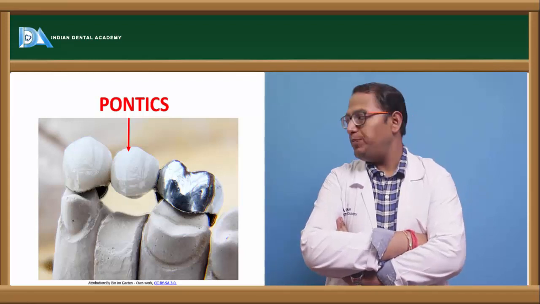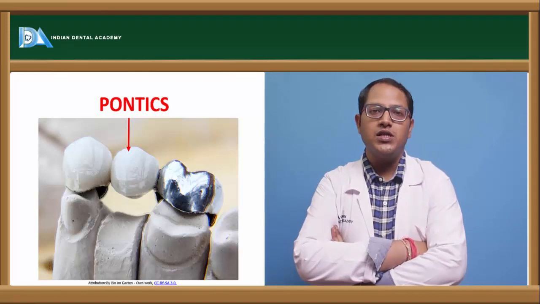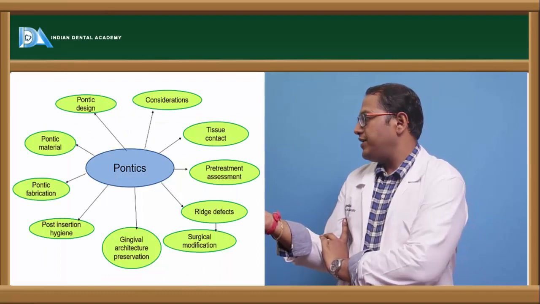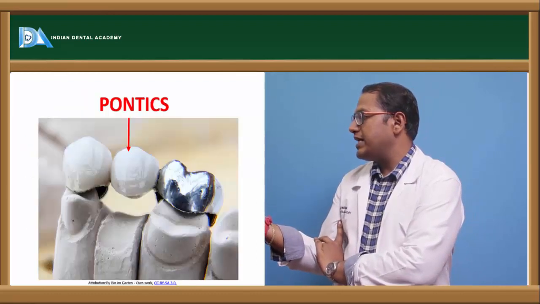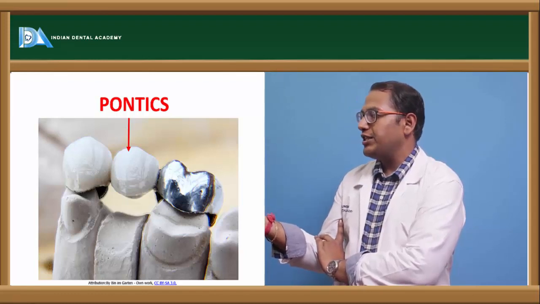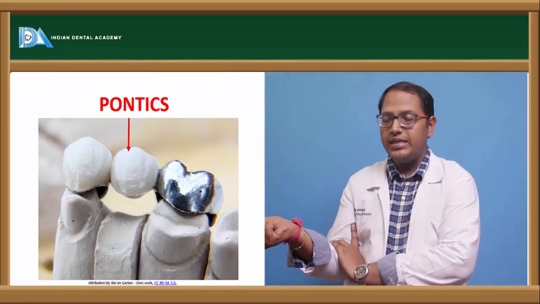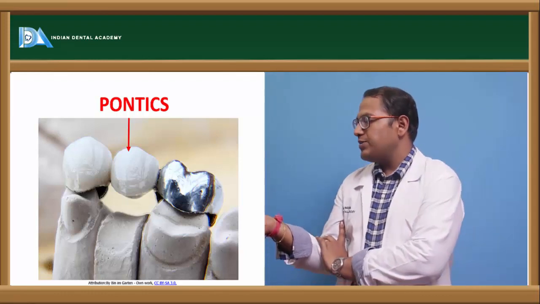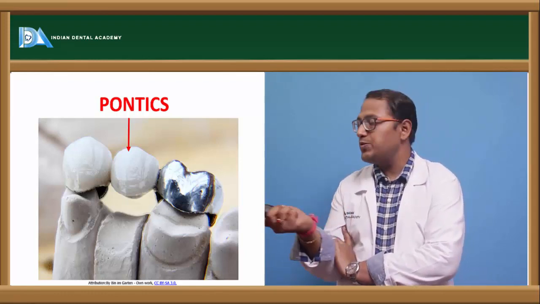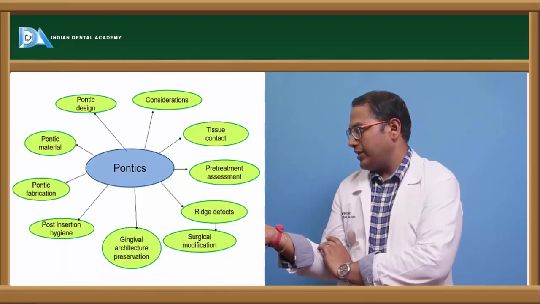Now we will see the topic for fixed partial denture, that is Pontics. Pontics, according to the Glossary of Prosthodontic Terms 8, is defined as that surface which is replacing the missing tooth or natural teeth, by an artificial crown, fixed partial denture part, or an implant by itself. So that is called a Pontic, where there was previously a natural tooth present. So that part is called the Pontic.